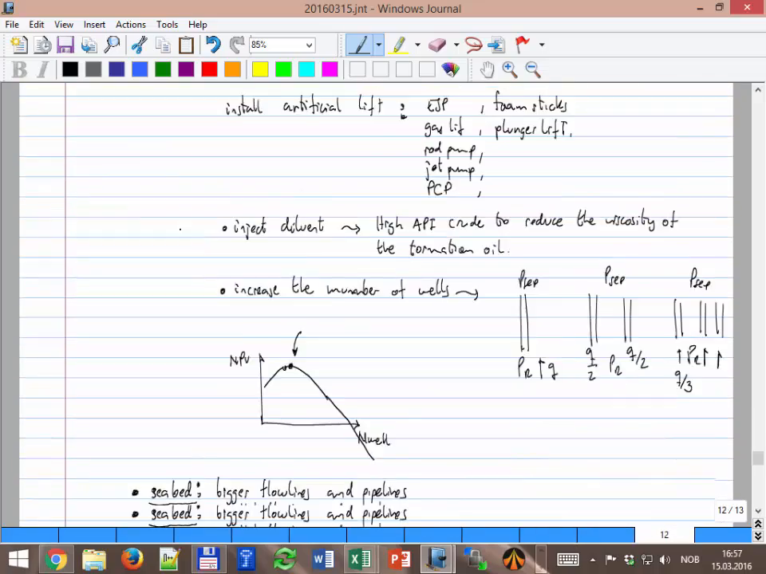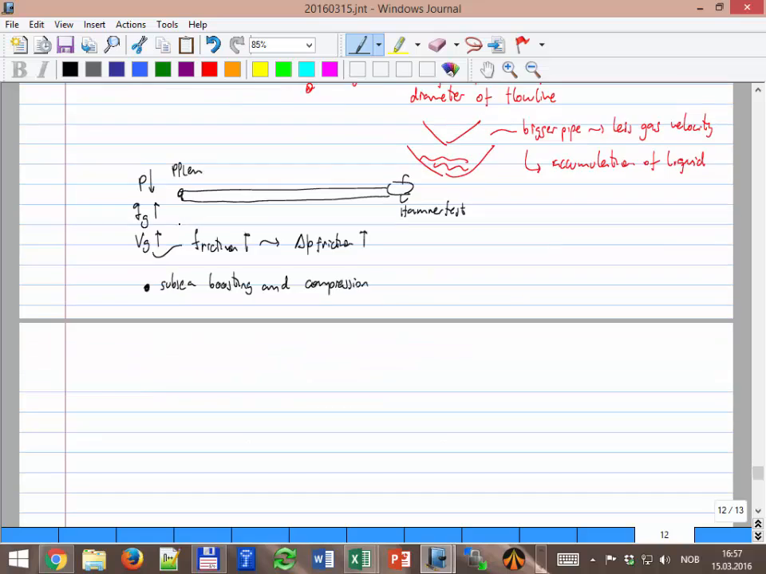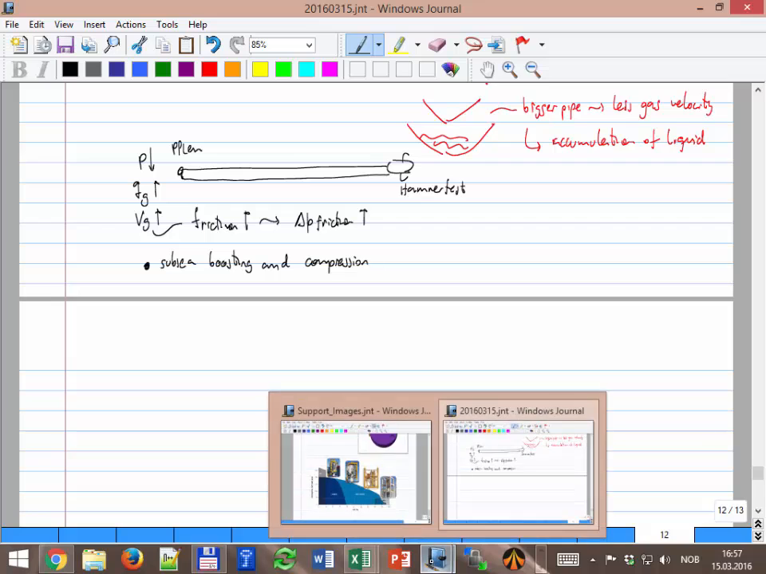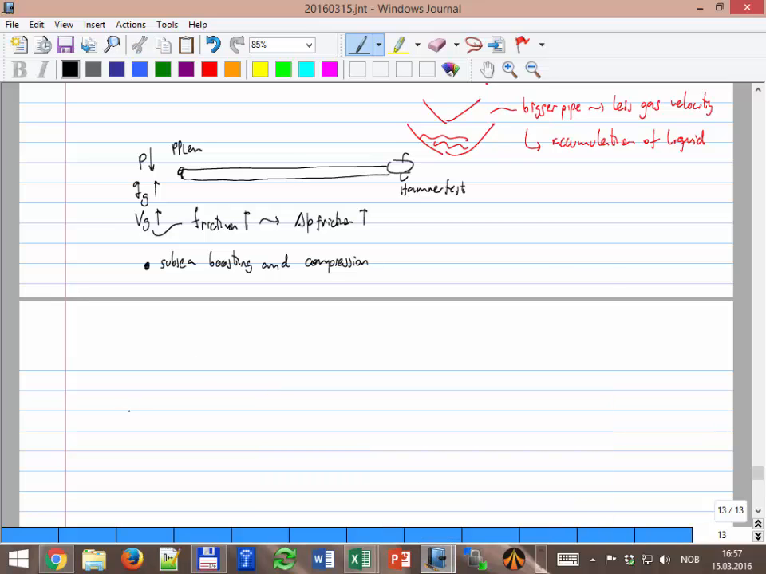So going back to subsea boosting and compression, one approach is if I have my wells, and I want to transport those fluids all the way to, let's say, a platform, or also some other approaches, to shore, or an FPSO. I can put the pump.